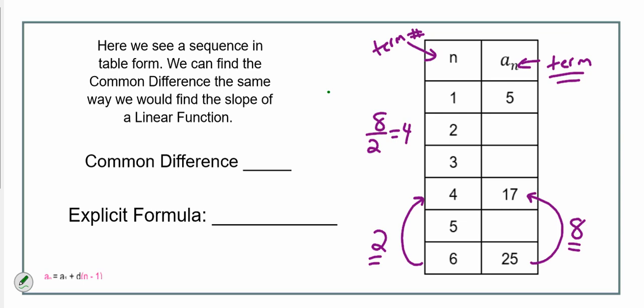All right, here we go. If the common difference is 4, that means we're going to go up by 4s. So 5 plus 4 is 9. 9 plus 4 is 13.